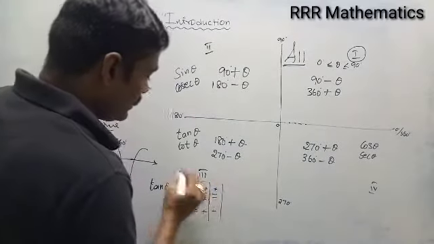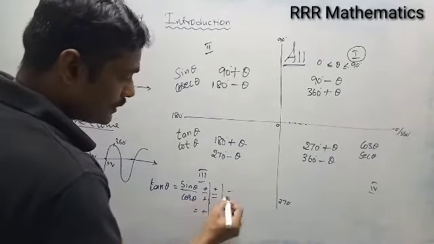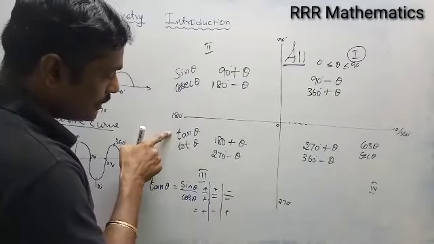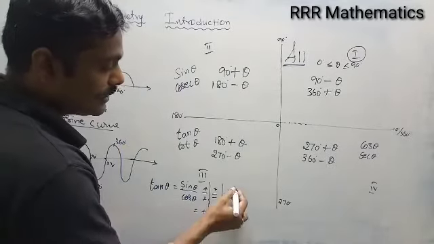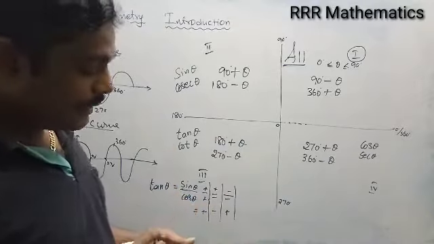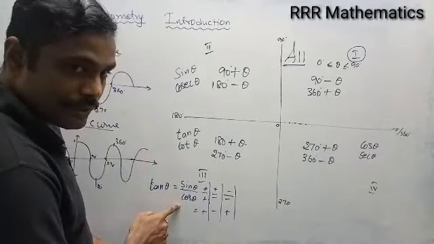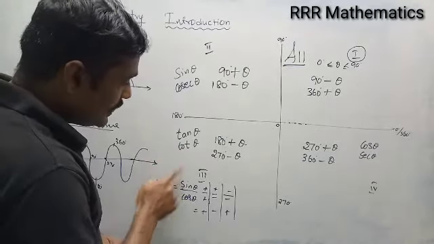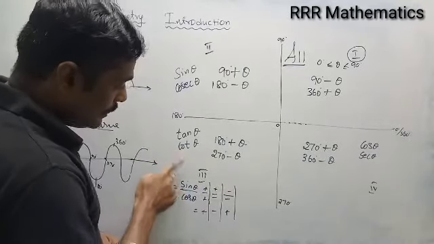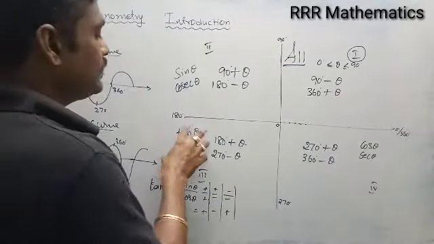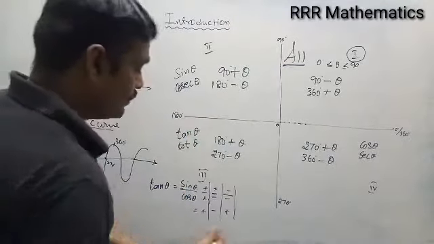In the third quadrant, sine is negative, cos is also negative. Negative by negative gives positive. Therefore, in the third quadrant, tan theta is positive. Got it? Why am I telling third quadrant tan theta is positive? Because tan theta is nothing but sine divided by cos. In the third quadrant, sine theta is negative, cos theta is negative. Negative by negative gives a positive value.